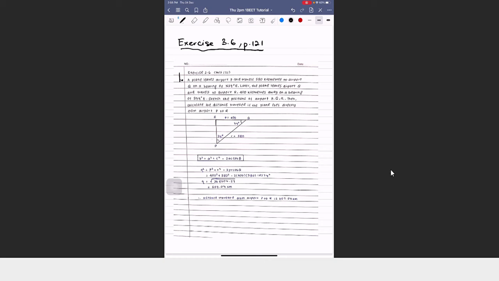So the first step is you must try to translate whatever is given from the problem. Try to draw the diagram correctly. Okay, and I found that some of the questions are actually regarding the bearing, things like that. So make sure you know how to actually draw a bearing.